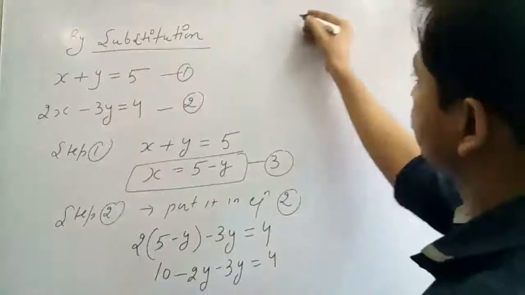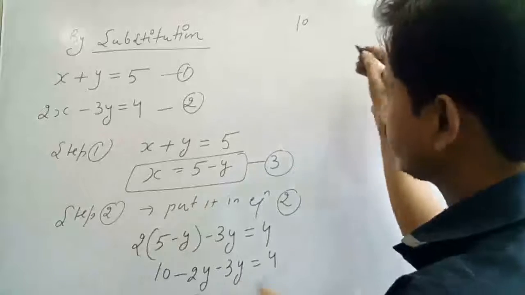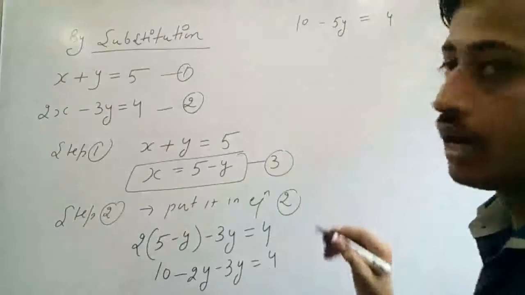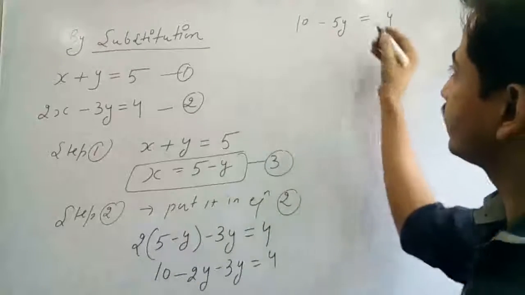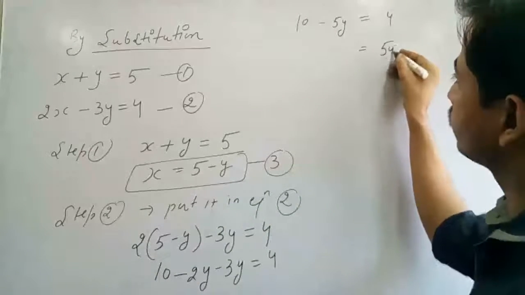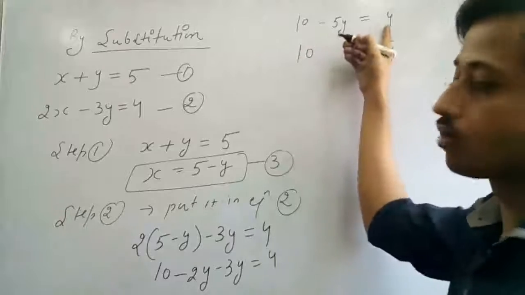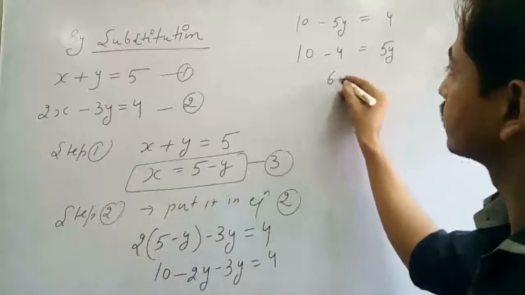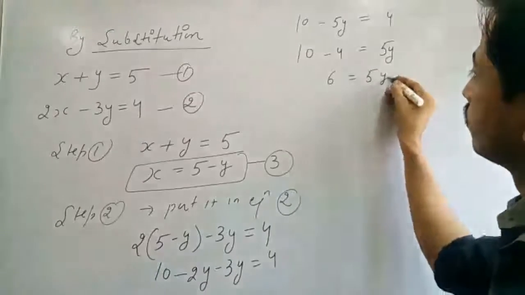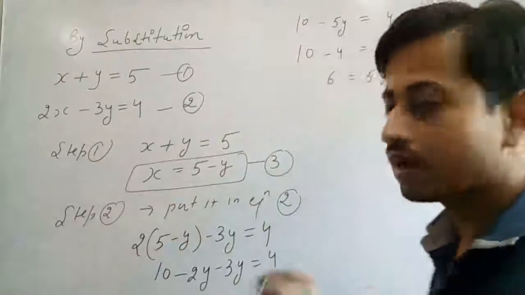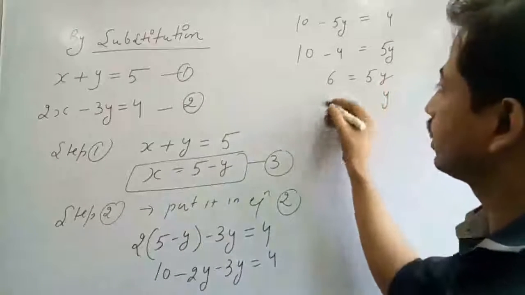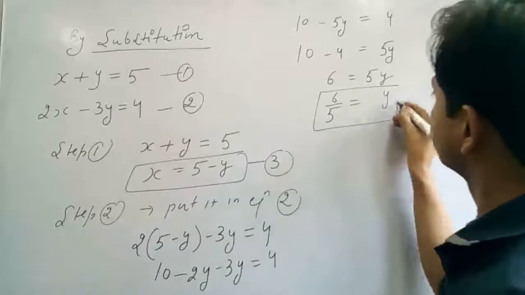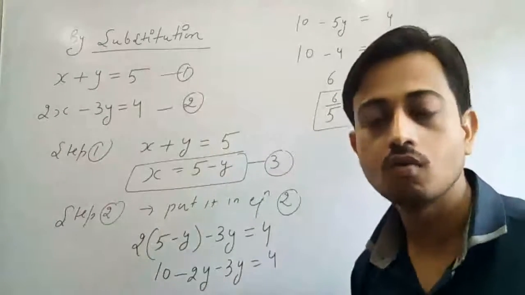Now solve. 10 minus 2y and minus 3y, minus 5y is equal to 4. I am going to take this minus 5y on the right hand side. It becomes positive 5y, and take 4 on the left hand side. It becomes negative. So 10 minus 4 we get 6 is equal to 5y. Now what's the value of y? We have to take 5 to the denominator. We get 6 by 5. So this is the value of y.